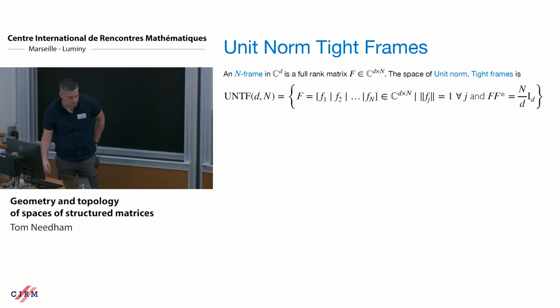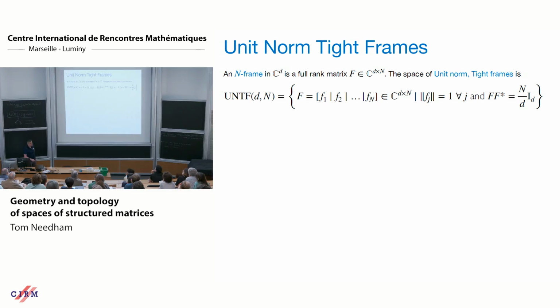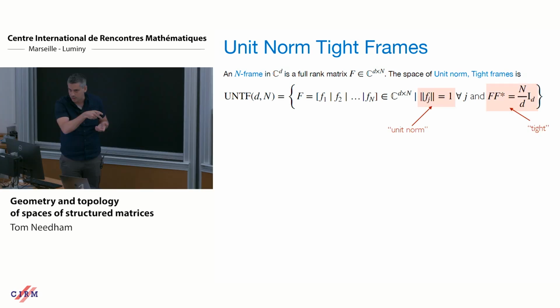People in signal processing care about frames with special properties. Some special properties they care about are unit norm and tightness. Unit norm is kind of obvious: the columns of the matrix are all unit vectors. Tight is a little less obvious, and this is saying that FF star is a multiple of the identity.